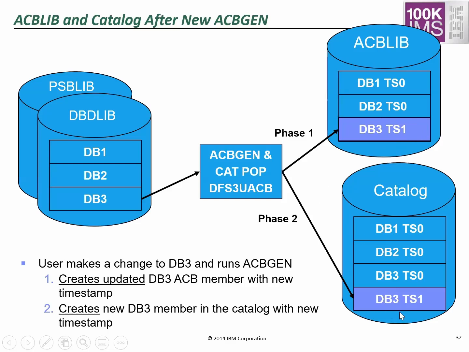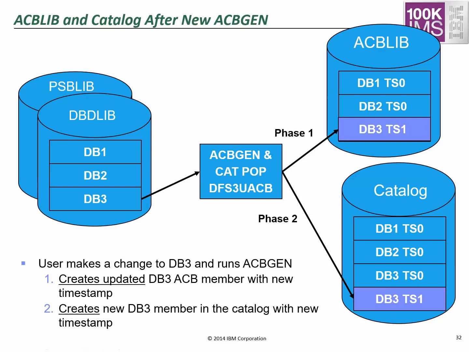But for the catalog, we'll add another member, another instance, if you will, for database 3. So this is the uniqueness about the catalog, and I want to make sure that you're very, very clear about this. Every time you do an ACB gen for a PSB or a DBD using DFS3UACB, we'll add it to the ACB library. We'll replace that member, but in the catalog, we won't replace that existing member. We'll add a new instance of that member. So if I were to gen DB3 10 times, in the catalog, you'll see 10 instances with different timestamps in there. And so that's very, very important for you to understand.